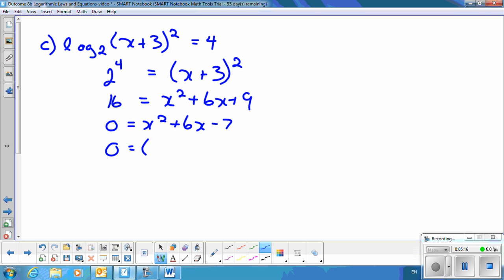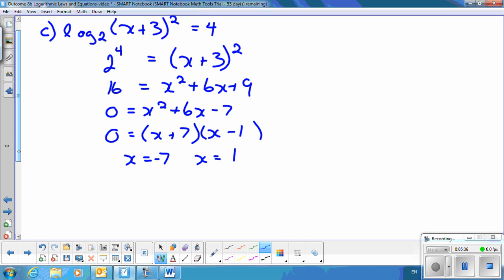This is just a quadratic equation that is factorable, and so we end up with x plus 7 and x minus 1. Gives us two possible answers. X can be equal to negative 7, or x can be equal to positive 1. We can check to make sure that they are within our restrictions. Within our restrictions means that x plus 3 squared has to be greater than 0. And this is true for both values. So now we can just do a check.